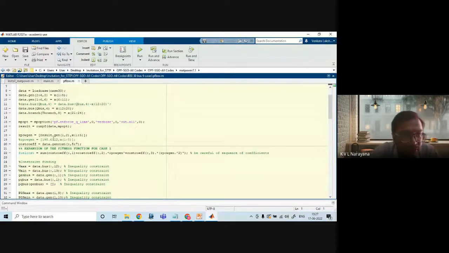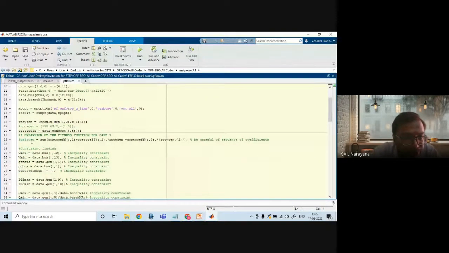Okay. So now this is the main function. This is the fuel cost. This is called a fitness function. So if you recall, there is a sum of sigma ai, that is the first cost coefficient, ai plus bi, that is ai means a1, a2, a3, a4 up to a5. So that is ai plus bi Pg1, that is power generation of the first generator, and cost coefficient c into Pg square. So this is the cost function.